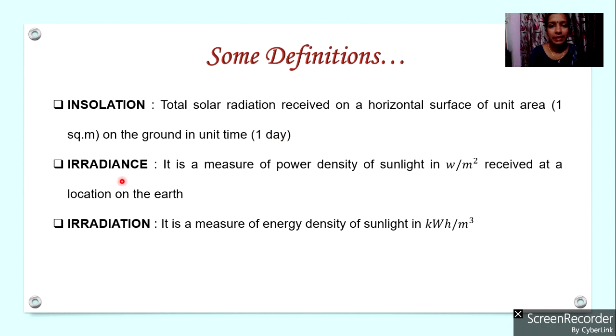Now irradiance. Irradiance is a measure of power density of sunlight in watt per meter square received at a location on the Earth. So power density means power per unit area.